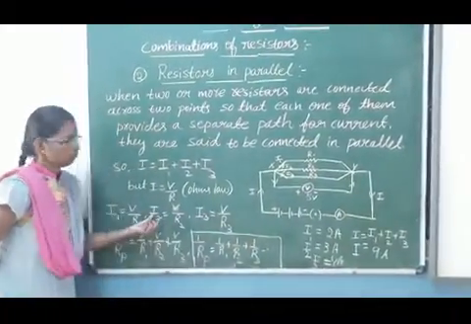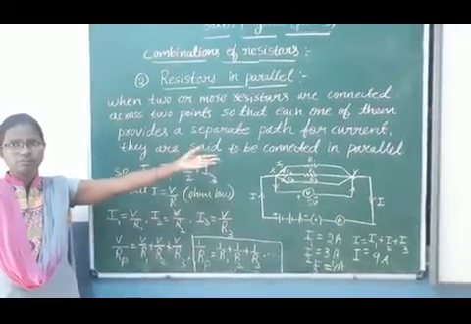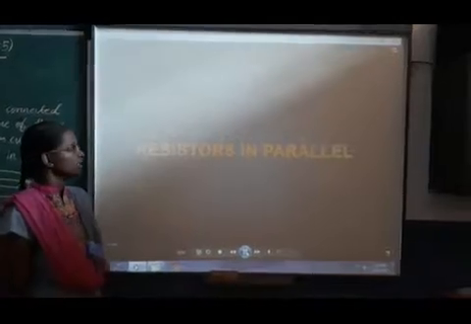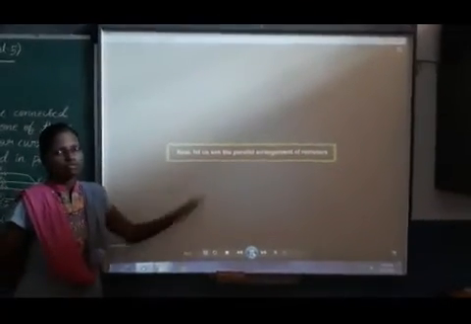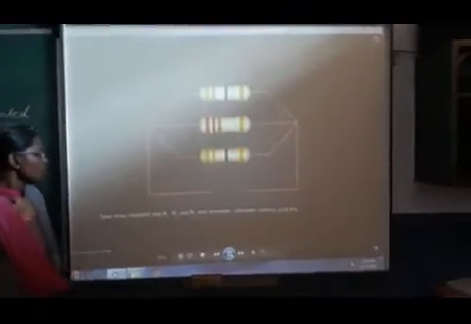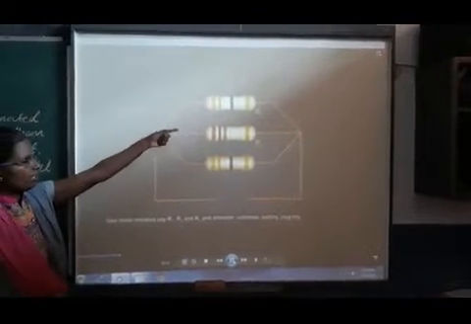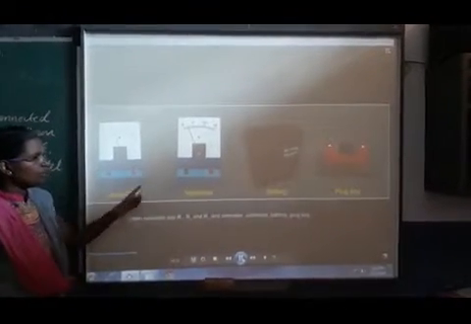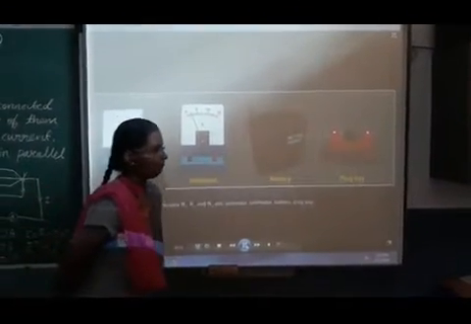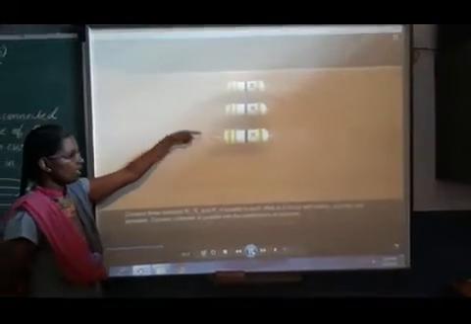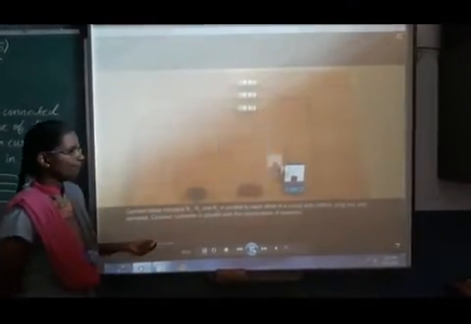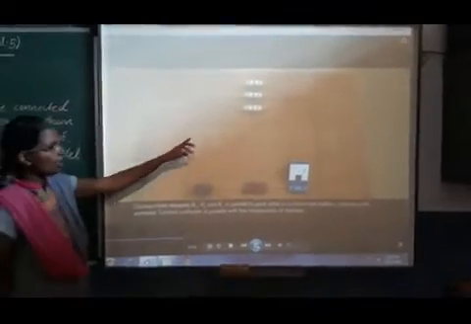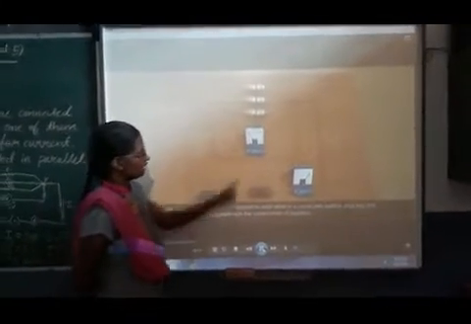Okay, so this is detailed through the smart class. Let us discuss resistors in parallel. Now let us see the parallel arrangement of resistance. Take three resistors, say R1, R2 and R3, an ammeter, voltmeter, battery and plug key. Connect the three resistors R1, R2, R3 in parallel to each other in the circuit with the battery, plug key and ammeter. Connect the voltmeter in parallel.